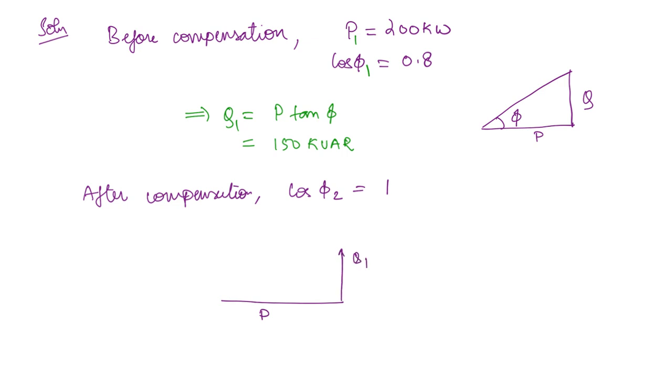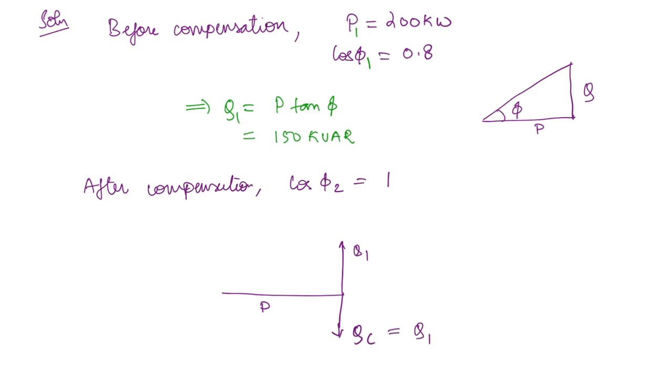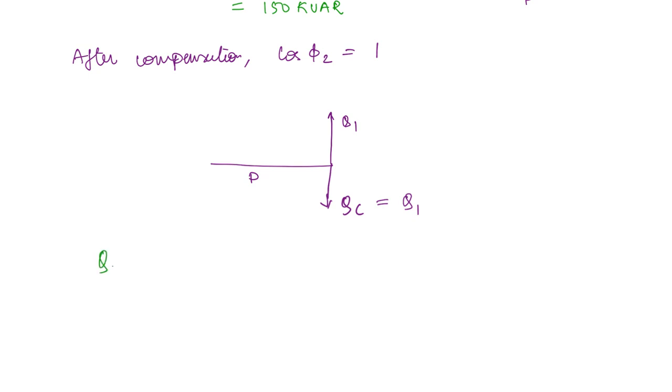This should be completely compensated by the capacitance. So we will take this to be QC. So what will this be? It will be equal to Q1. Now in the question they ask the capacitance per phase. So first we will find out the reactive power to be supplied by the capacitance per phase. So what will this be? This will be equal to Q1 divided by 3. For a 3-phase balanced system, it will just be total reactive power divided by 3. Okay, so this we got as 150, so divided by 3 is going to give you 50 kilovolt ampere reactive.